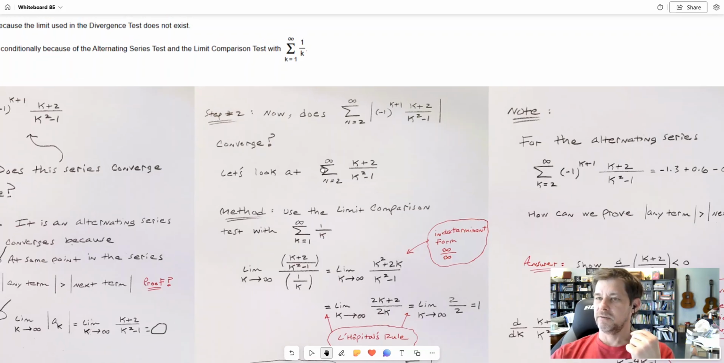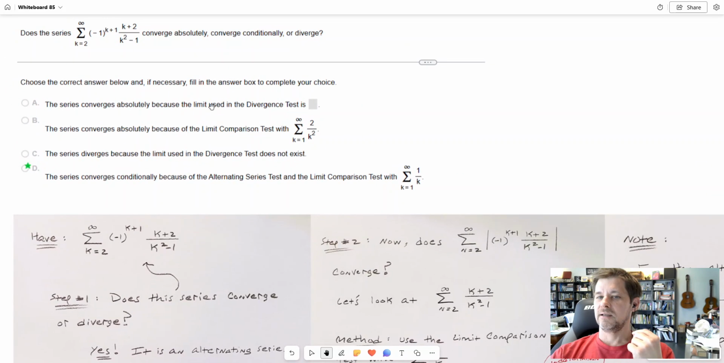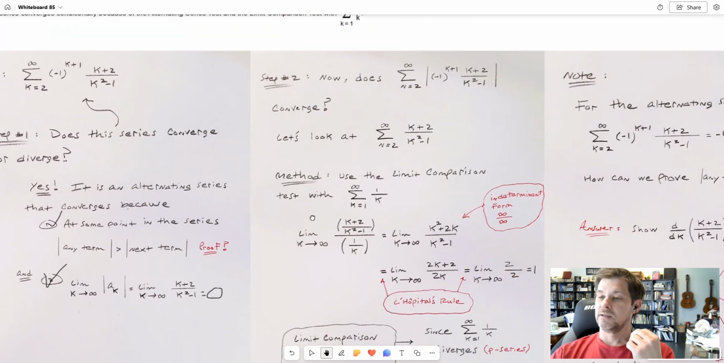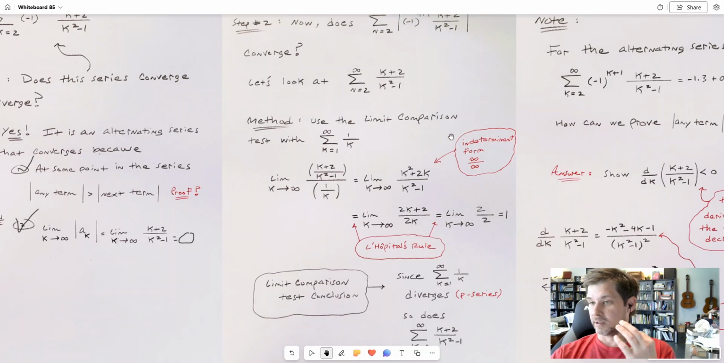Now from here, I noticed that this question alludes to a few tactics you can take, and one of them is the limit comparison test. So what will work is using the limit comparison test on that with the series 1 over k. All right, and I'll show you why that works.